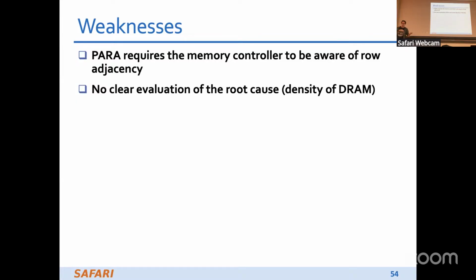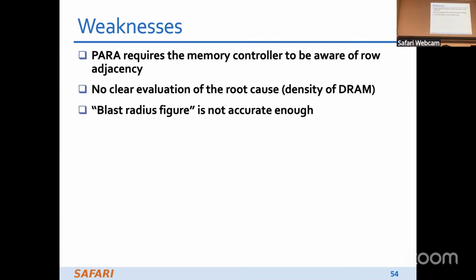Next, there's no clear evaluation of the root cause. They say that it's the density of the DRAM, but they don't fully go into the electrical properties of the DRAM. It is a hardware problem, but they don't really go into the hardware much further than in their background. They don't examine the specifics of the DRAM, of why this could be happening. They don't talk about potential changes to DRAM structure that could fix this. None of that is evaluated in this paper. They only talk about mitigations and not about actually fixing the cause.